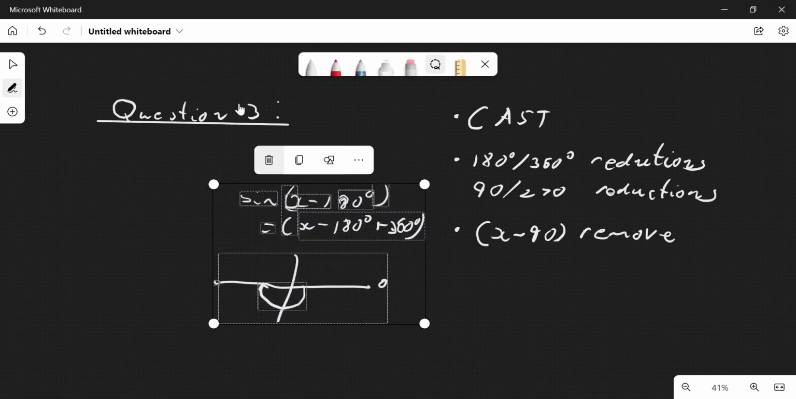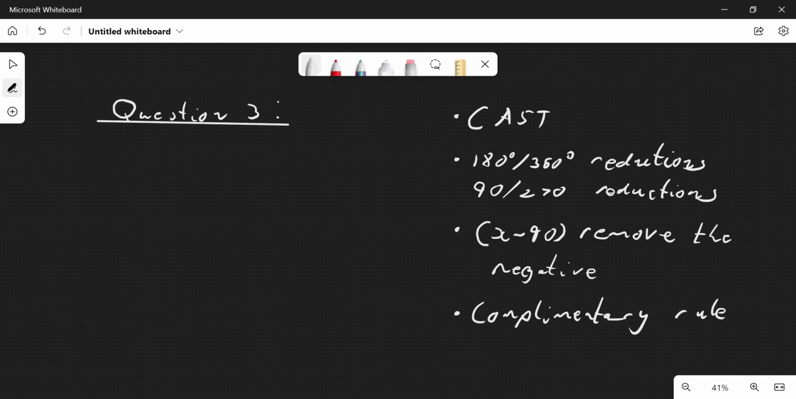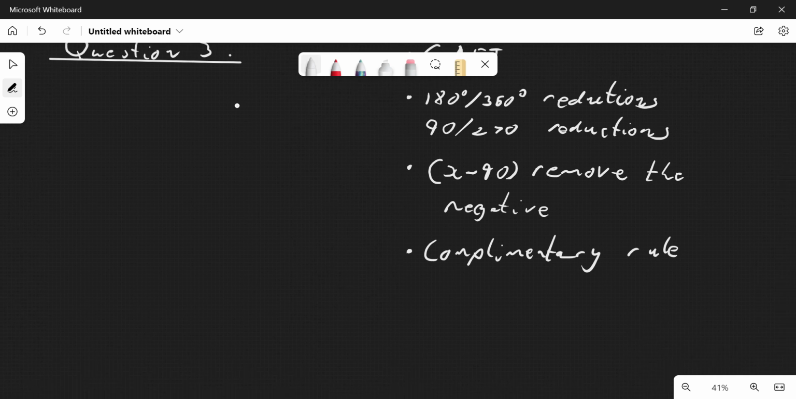All right, so you have here, remove the negative. And then our fourth option is the complementary rule. What is the complementary rule? The complementary rule is one that says, I'm going to write the general form first and then quickly explain with an example what that is.